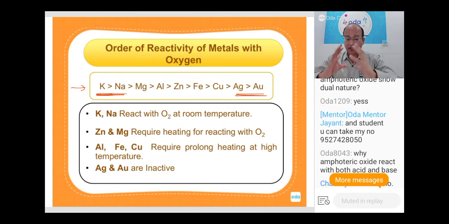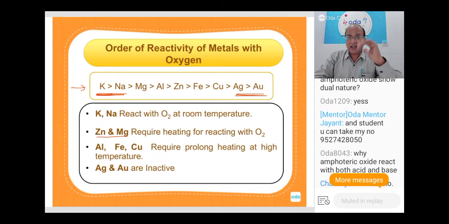Okay, they are highly reactive, and because of this reason we do not leave them open in air, because they start reacting and catch fire immediately. Why do they catch fire? Because they are highly reactive. They react immediately with oxygen. Clear?